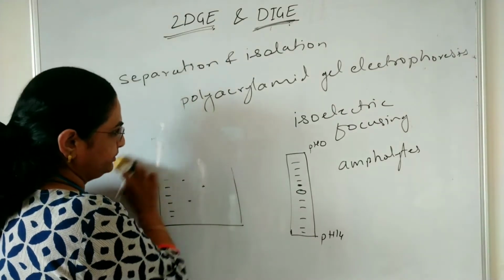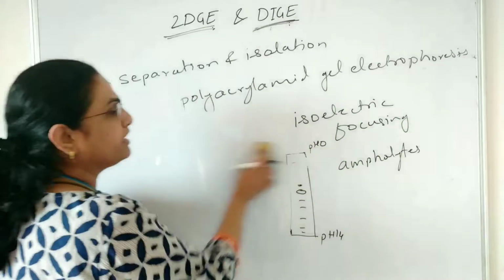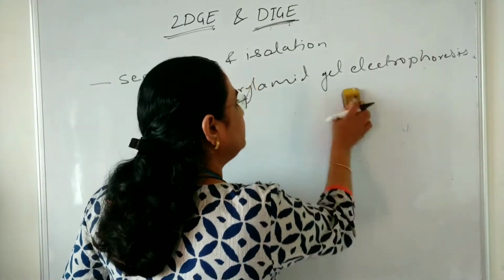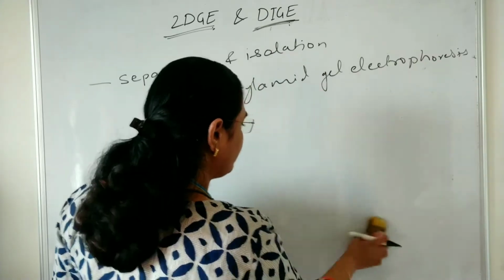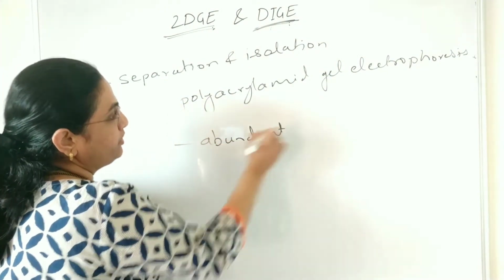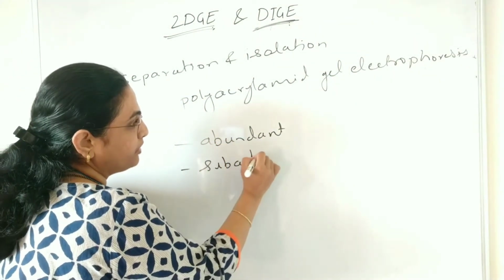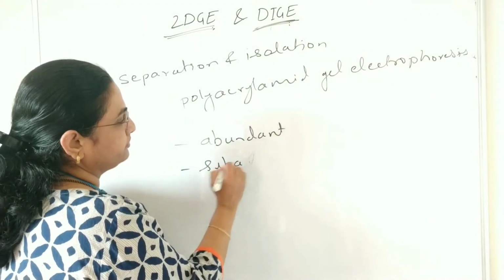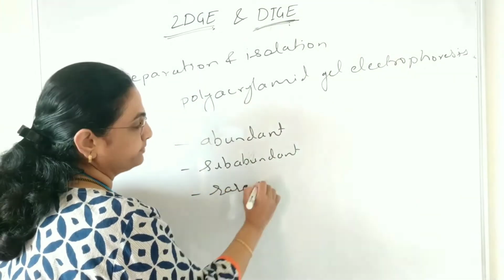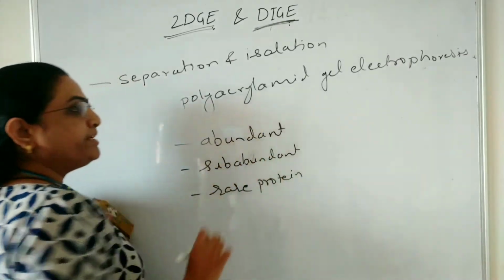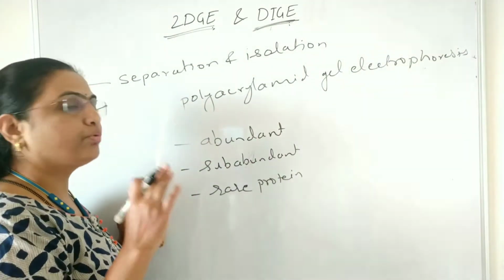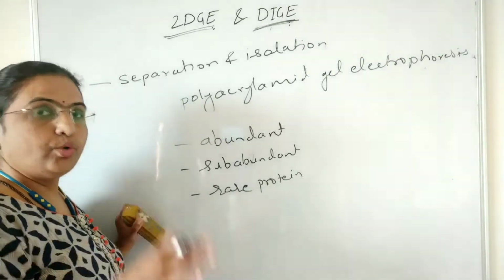Now, though it looks like a very simple thing, it is not that simple. In the crude extract, there are proteins which are present in abundant amounts, some in subabundant amounts, and some which are rare. Abundant means whose concentration is very high, subabundant is not too high, and rare proteins are those whose concentration is lower.